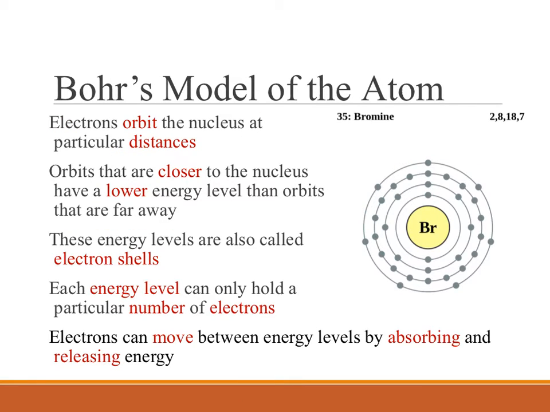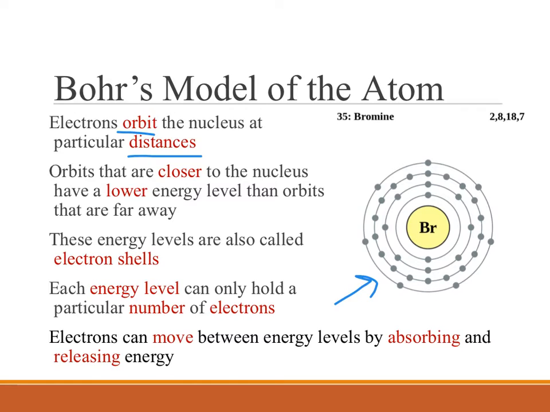So Bohr's model of the atom has several assumptions about how the atom works. The first one is that the electrons orbit the nucleus. They go around the nucleus at a particular distance. If you look at the model over here for bromine using the Bohr model, you can see these circles that expand out from the nucleus with the electrons in them. And so those are particular distances.